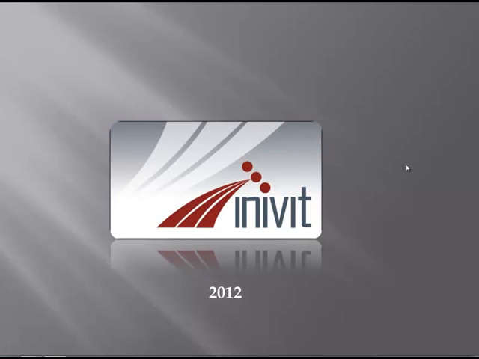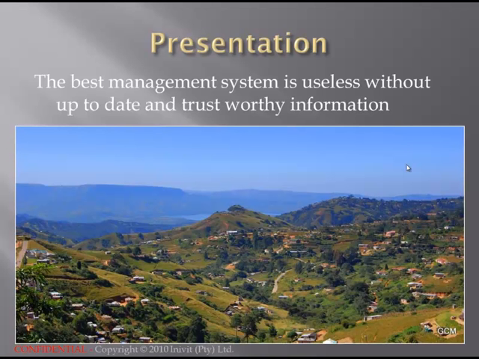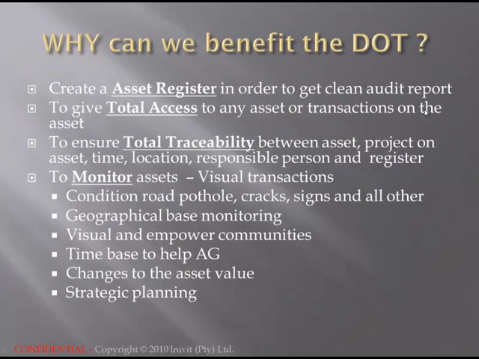Innovat's high-speed technology is being demonstrated in this video. In this picture you can see many infrastructure items: houses, schools, roads, dams. In order to put this information into a management system to be able to make decisions, this data has to be recorded. We offer our client a total asset register, total access to those assets, and a traceable medium, and then it becomes a monitoring system.